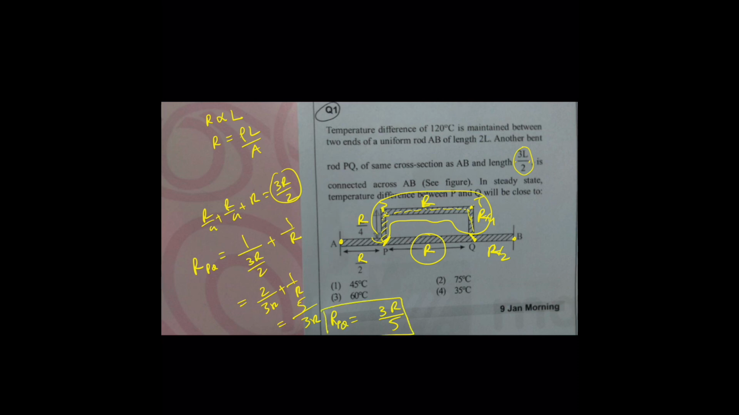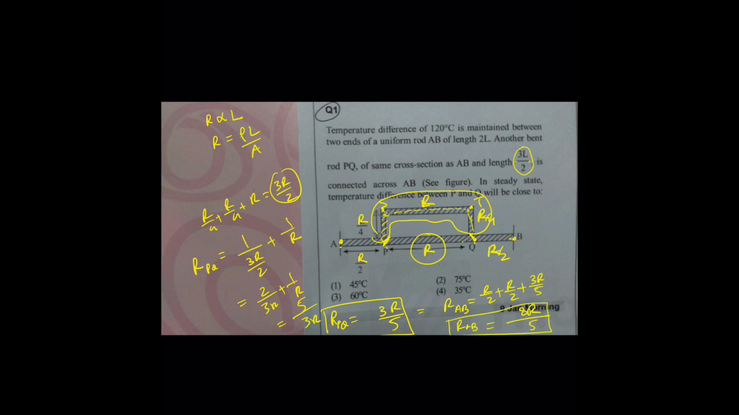Now the resistance between A and P, and Q and B, and PQ, I can again add in series. So net resistance between AB, I can write as R by 2 plus R by 2, that is nothing but R only, plus 3R by 5. So I can take 5 as the LCM, and this becomes 8R upon 5. So that is the net resistance between A and B.